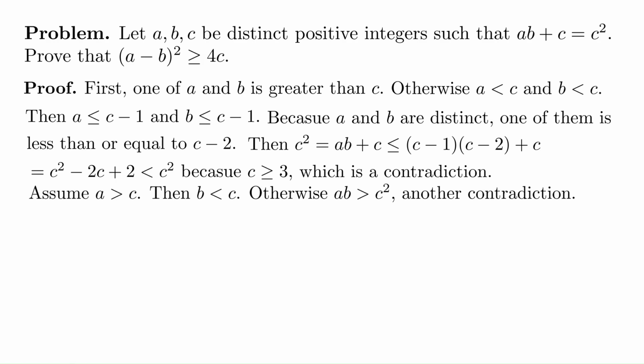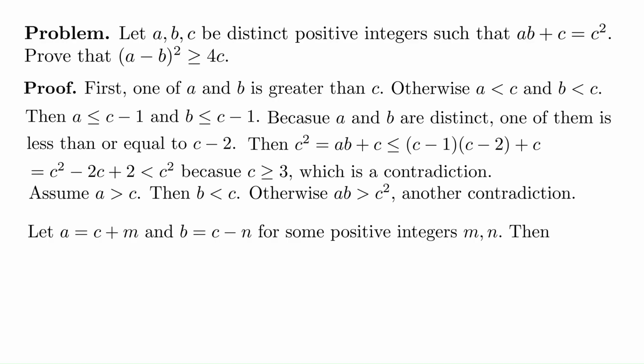Without loss of generality, we assume a is greater than c. Then b is less than c. Otherwise, a times b would be greater than c², a contradiction again. So we can write a as c + m and b as c − n for positive integers m and n.